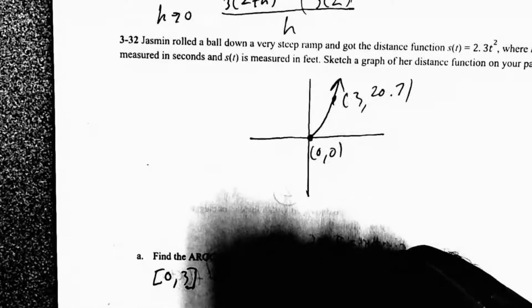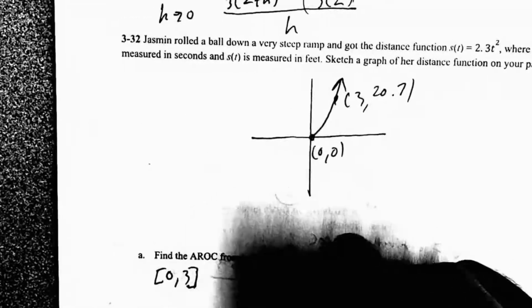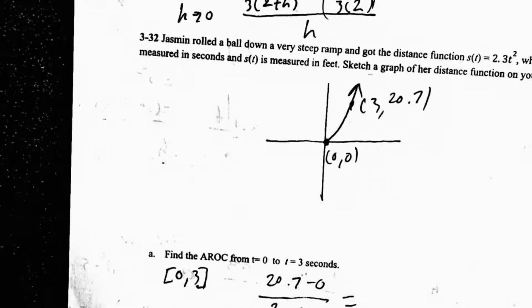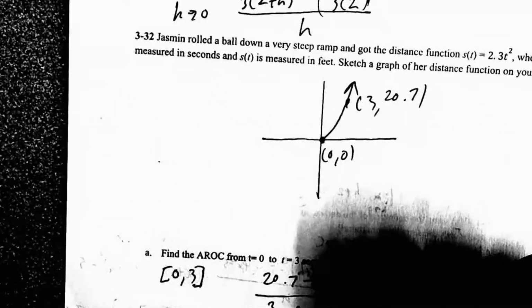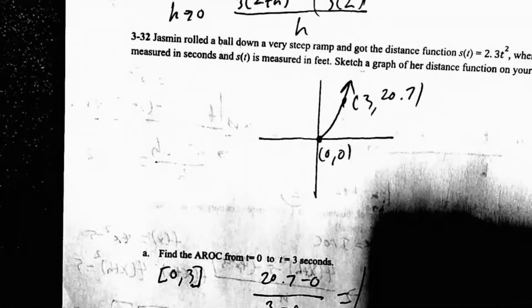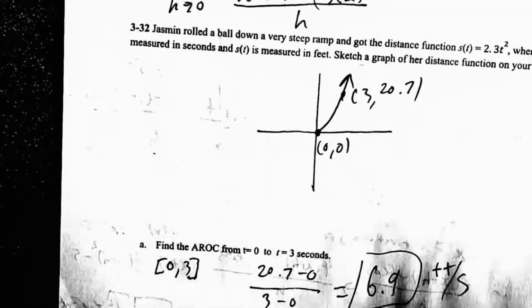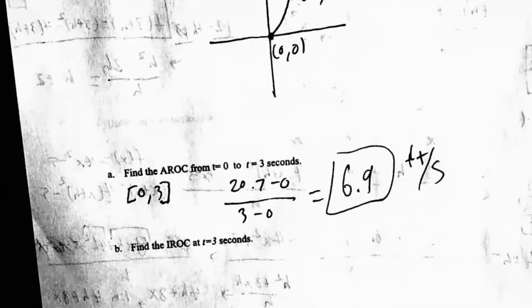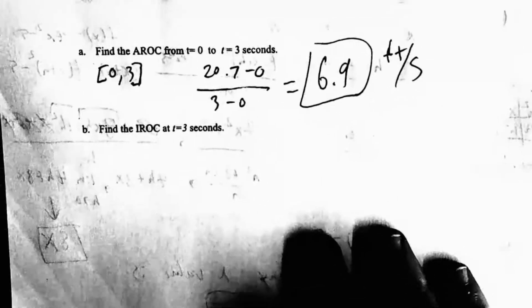So the average rate of change is 20.7 minus 0 over 3 minus 0, which is 6.9. So the average rate of change is 6.9 feet per second. Then the instantaneous rate of change, this is another limit problem.